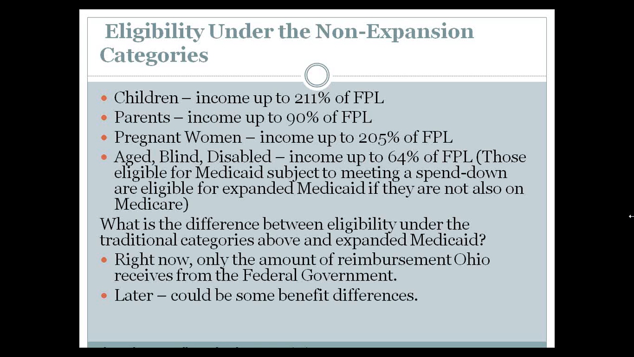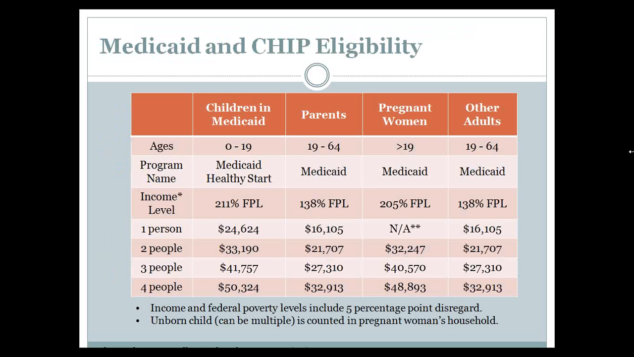Now, what is the difference between eligibility under the traditional categories and expanded Medicaid? Well, right now the only difference is the amount of reimbursement that Ohio receives from the federal government. But later there could be some differences in benefits.